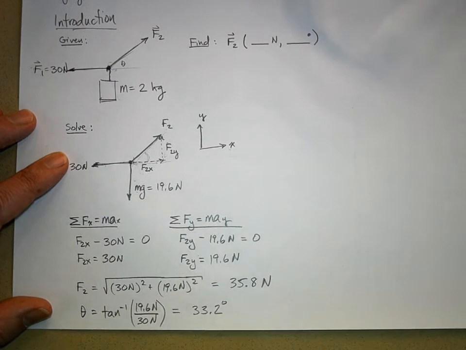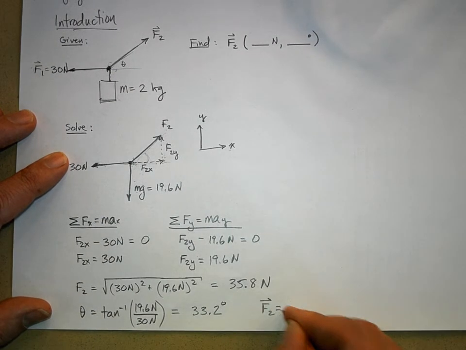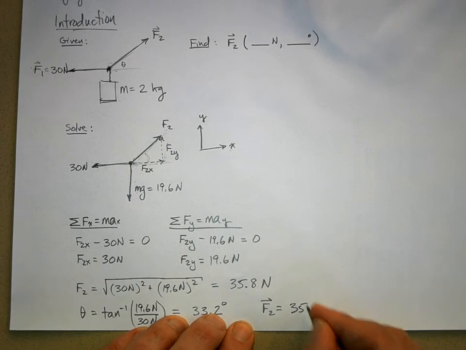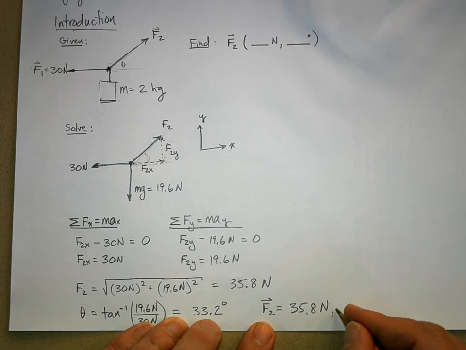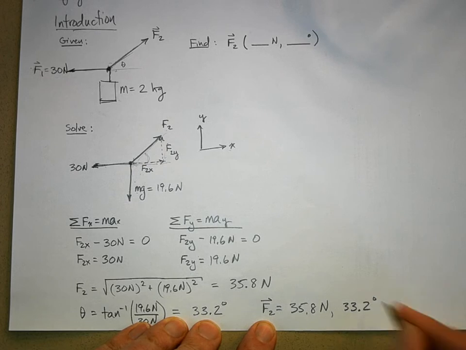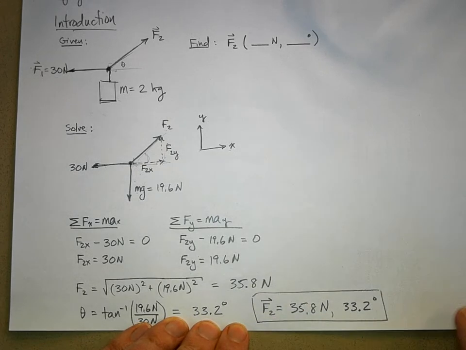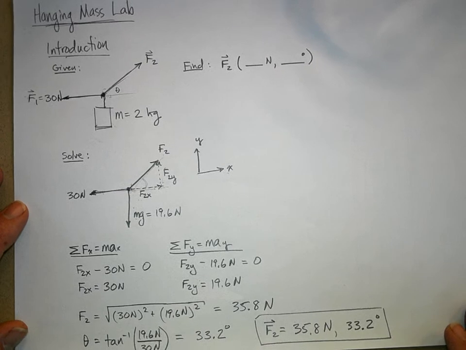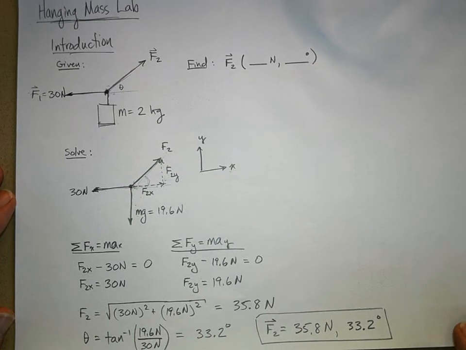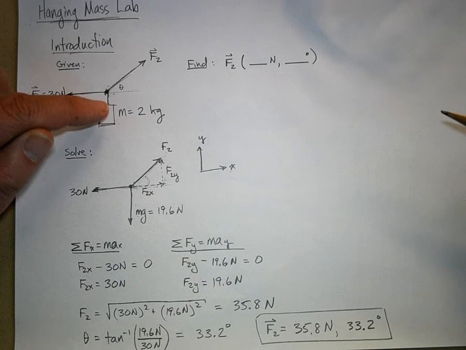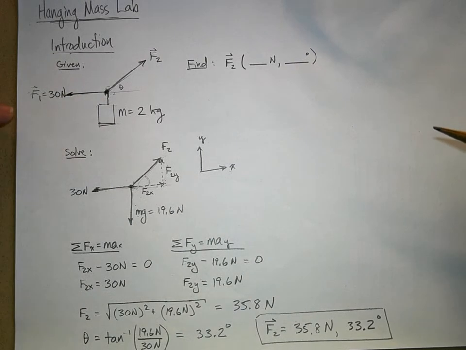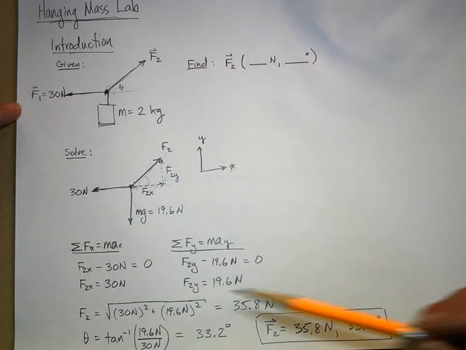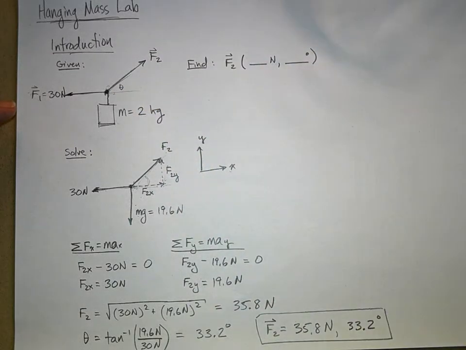Now let's just restate my answer here. F2 is equal to 35.8 newtons at an angle of 33.2 degrees. Now really what we've done here is we've made a prediction. We've said if I hang a 2 kilogram mass off a string and I pull it to the right with 30 newtons, to keep that in equilibrium, I need to pull up and to the right with 35.8 newtons of force at an angle of 33.2 degrees.